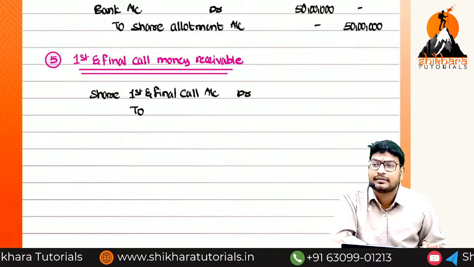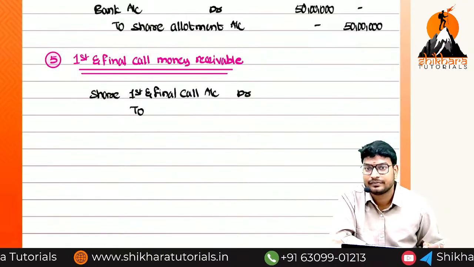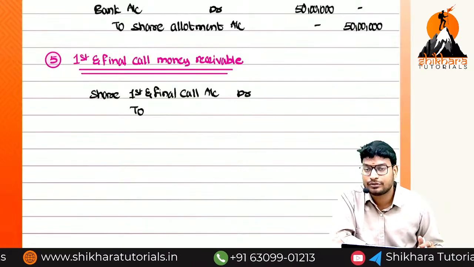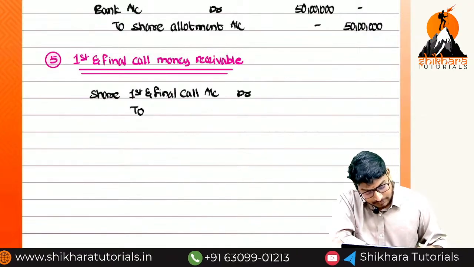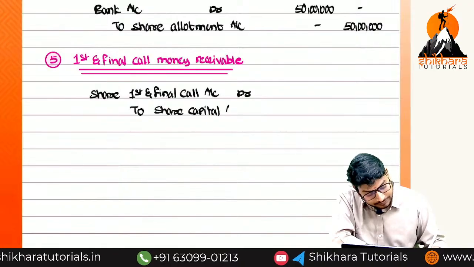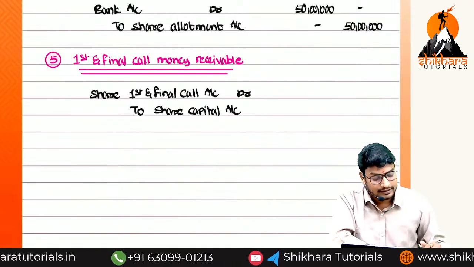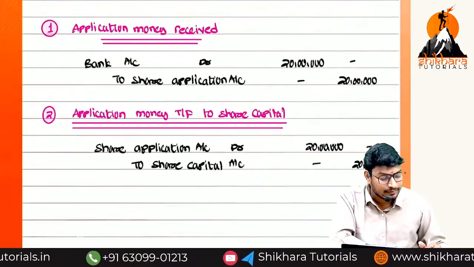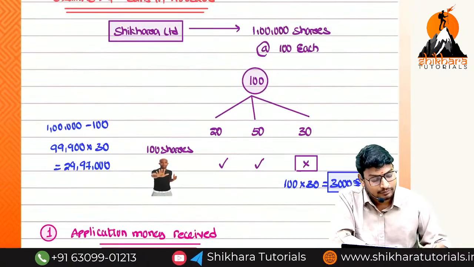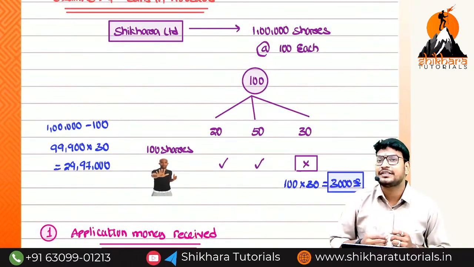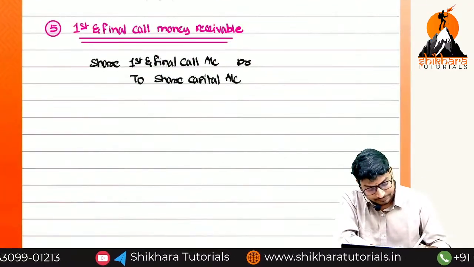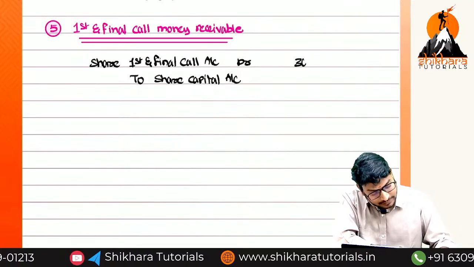Whether equity shares or preference shares, we can issue; here share means we can take equity or preference. You should not be confused. To share capital account. The third installment amount is 30 rupees. We have issued 1 lakh shares. The total amount receivable is 30 lakhs.